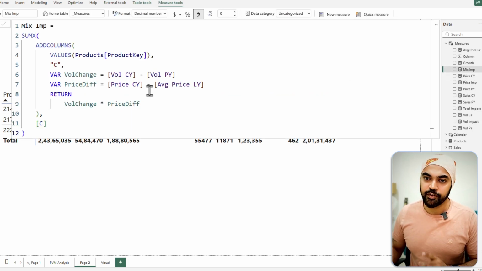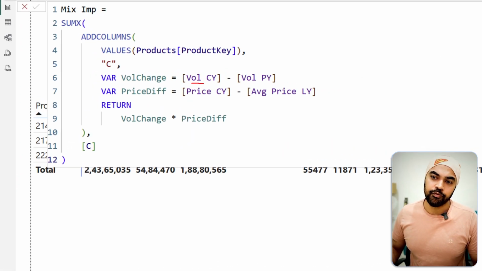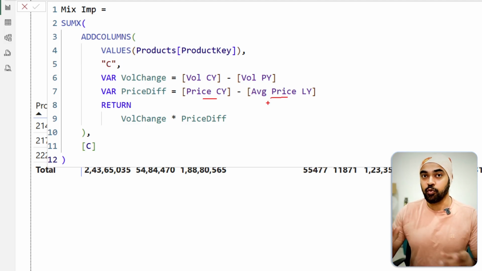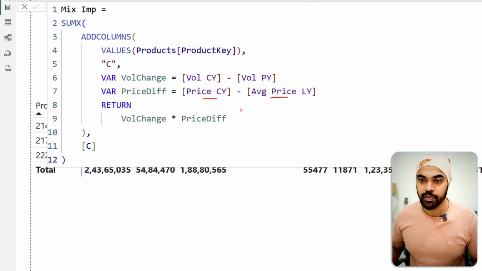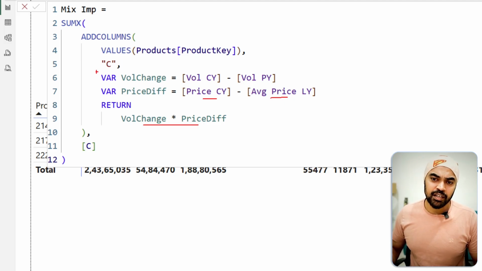If I just open up the formula, you're going to see that I am doing a volume change. Like, what is the volume change? The difference in the two volumes, current year and the previous year. And I'm also doing the price difference, which is the price of the current year and the average price of the last year. So once I find these two differences, how much has been the change in the price and the volume, I multiply that. Now, this is the core calculation.